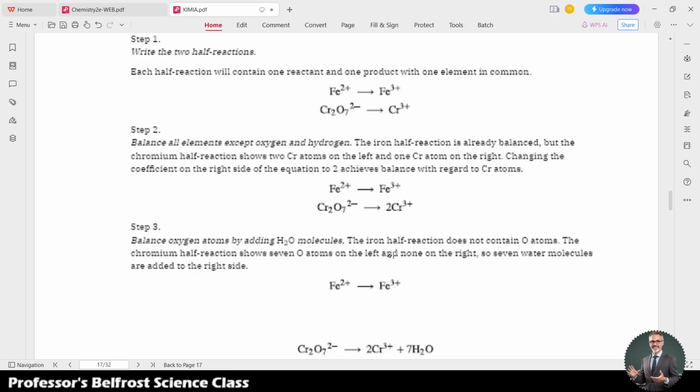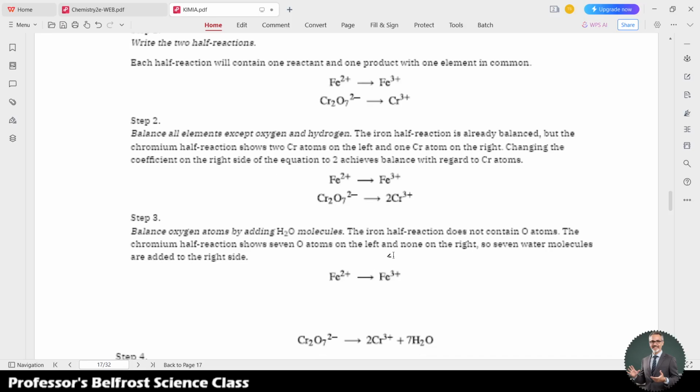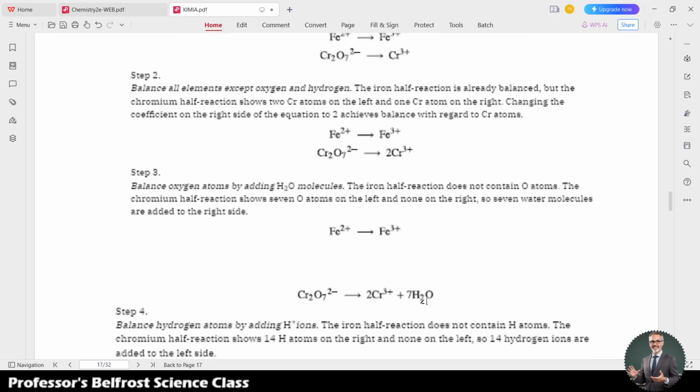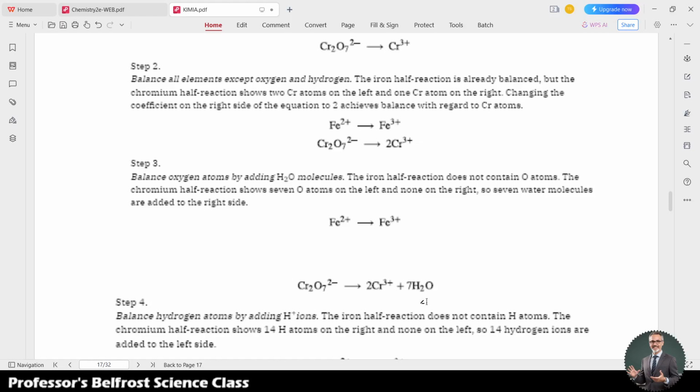Now move to step 3, which is to balance oxygen atoms by adding water molecules. For the first one, this is already fine. Don't do anything to it. But for the second half reaction, we need to add water. How much depends on the oxygen. We have 7 oxygen here, which means we need 7 water molecules.